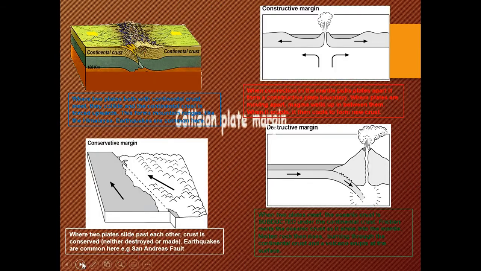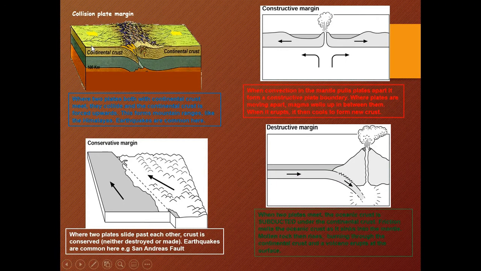Okay, welcome back. So, just to finish off, we've got our collision plate margin, constructive margin, destructive margin, and conservative margin. Okay, our plate boundaries. So the first one is where the two plates, both continental crust, meet, they collide, and the continental crust is forced upwards. This forms mountain ranges like the Himalayas. Earthquakes are common here also.